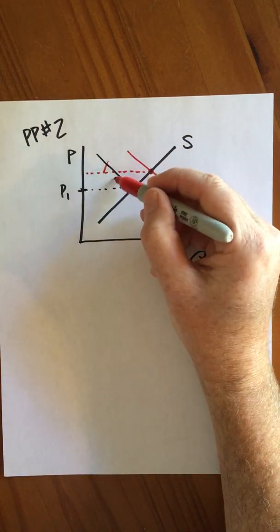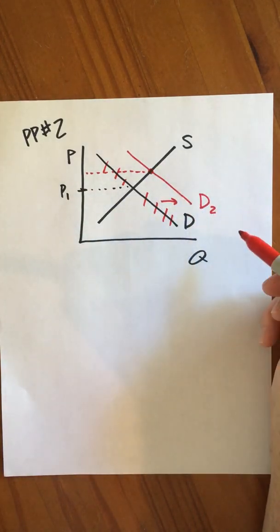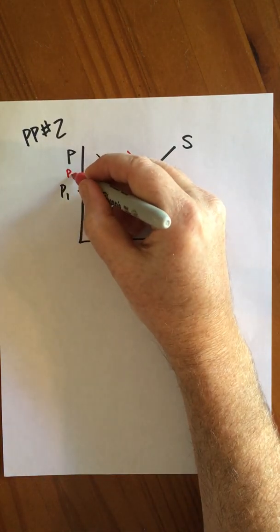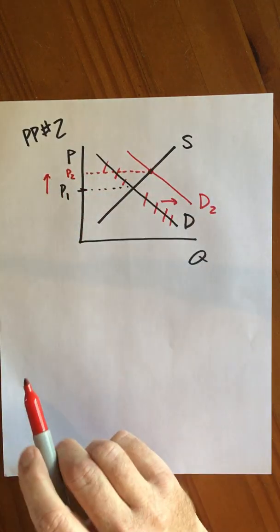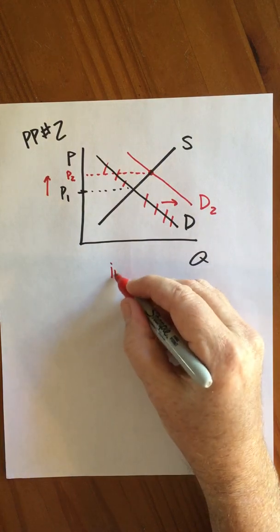The idea is that this old demand curve sort of fades away, and now I have a new demand curve D2. So my new price is up here, P2, and on the vertical axis you can just see that price went up. So my answer here would be that the price would just increase.